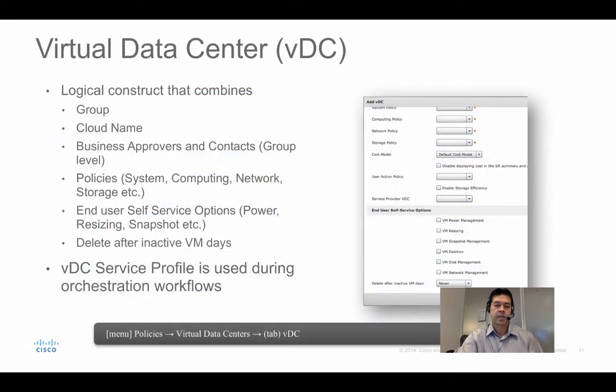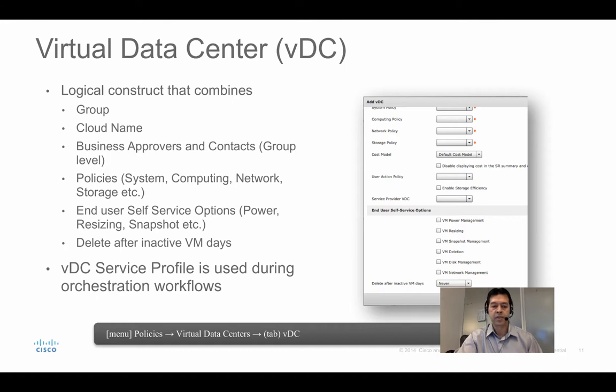So as I say, it's a logical construct that combines group, the level of user access, which cloud, and an approver if you want any. Policies, the policies we just talked about, and self-service options. This is something like what level of access the user should have, like should they be able to shut down the VM, should they be able to resize, and there is a big list of things. You just make a policy and tick, tick, tick which ones you want and attach it to the VDC. So after he logs in on the VM portal, those are the options that will be available to him.